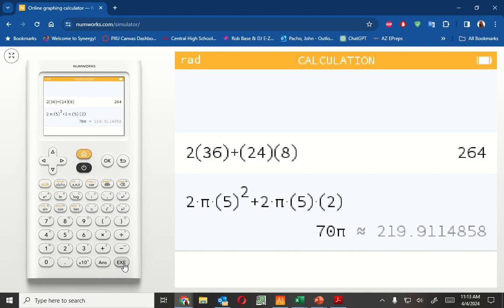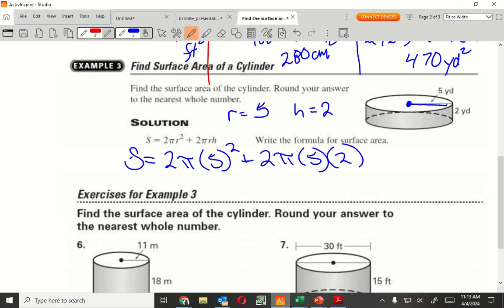Your approximate answer is going to be 219.9, okay? So 70 pi is approximately 219.9. And what are my units on this one? It's yards squared.